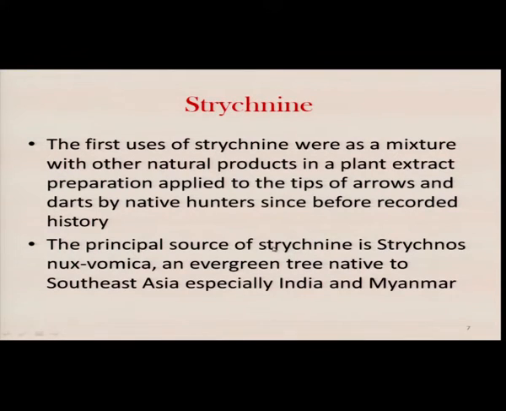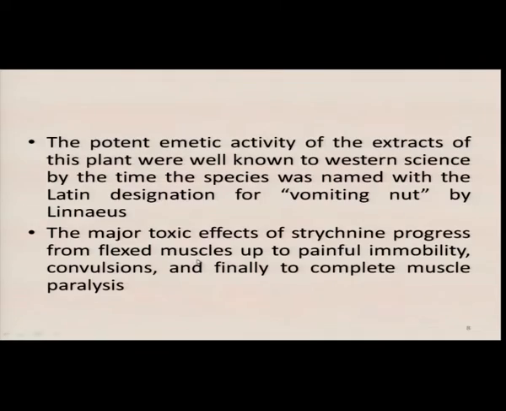The principal source of strychnine is Strychnos nux-vomica. This is an evergreen tree which is native to Southeast Asia, especially India and Myanmar. The potent emetic activity of the extracts of this plant was very well known to Western science by the time the species was named by Linnaeus with the Latin designation for vomiting nut.